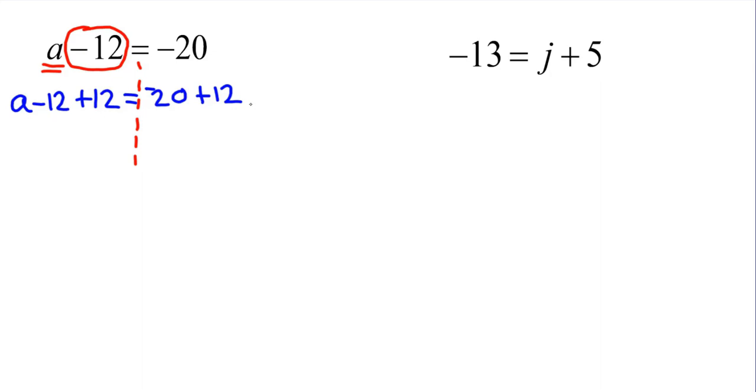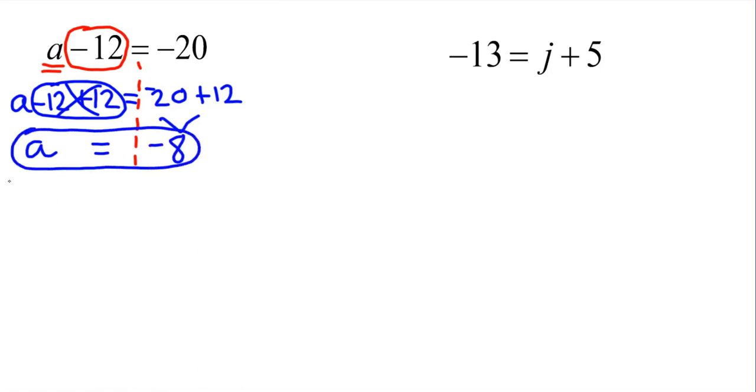So here is my next step. Please write each step out. Otherwise you're going to lose track of stuff. And again, trying to do these types of problems mentally is only going to cause errors for a lot of you. So I'm adding 12 to both sides because this is going to make this cancel out. That is going to be 0. So all I have is A, and negative 20 plus 12 is negative 8. So here's my solution. A equals negative 8.